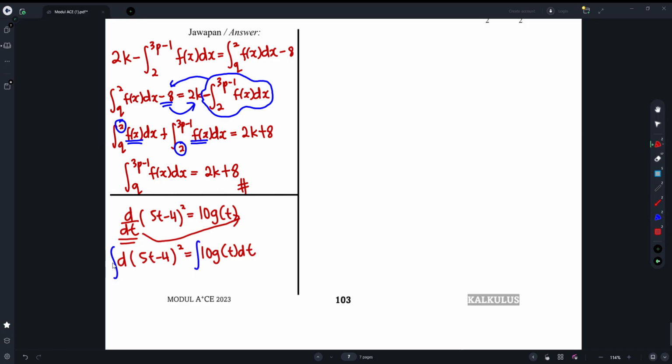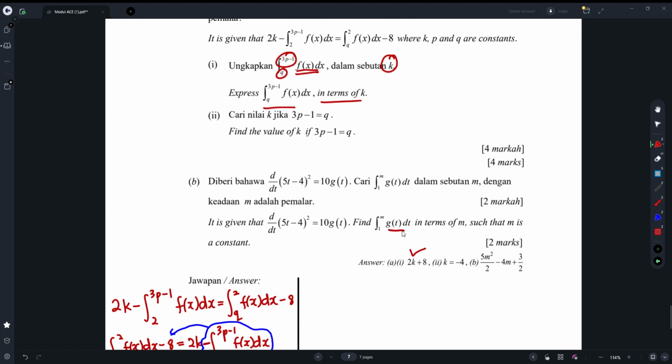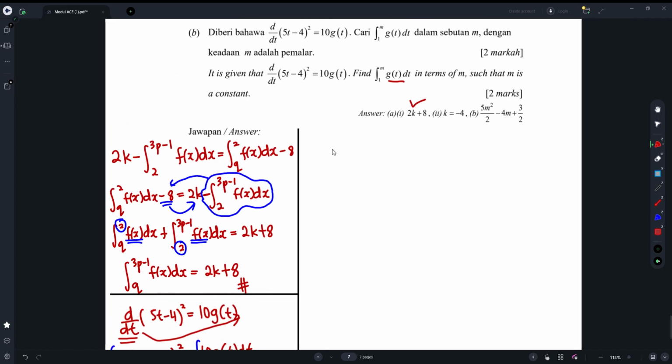So when you apply the integral sign, what happens? The integral and differentiation will cancel each other off. You'll have (5t minus 4) squared equals the integral of 10 g(t) dt. And that is the step you need to do for every question similar to this concept. Okay, but the problem is they are not asking for 10 g(t) dt. They are only asking for g(t) dt. So the 10 we need to remove. The integral of 10 g(t) dt is actually equivalent to (5t minus 4) to the power of 2.